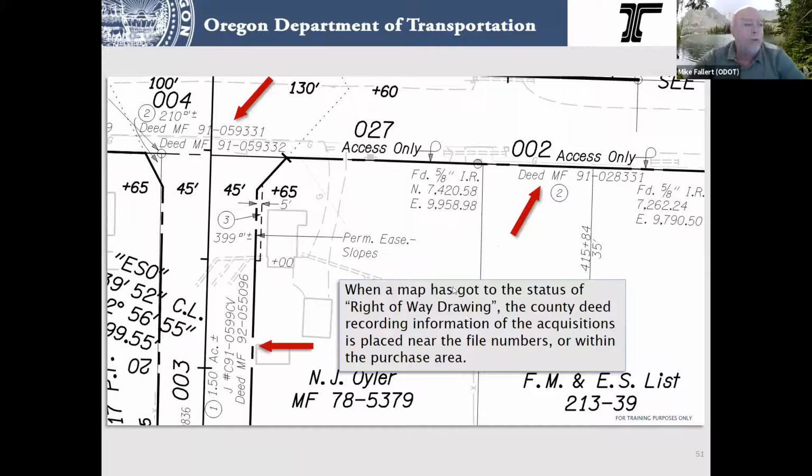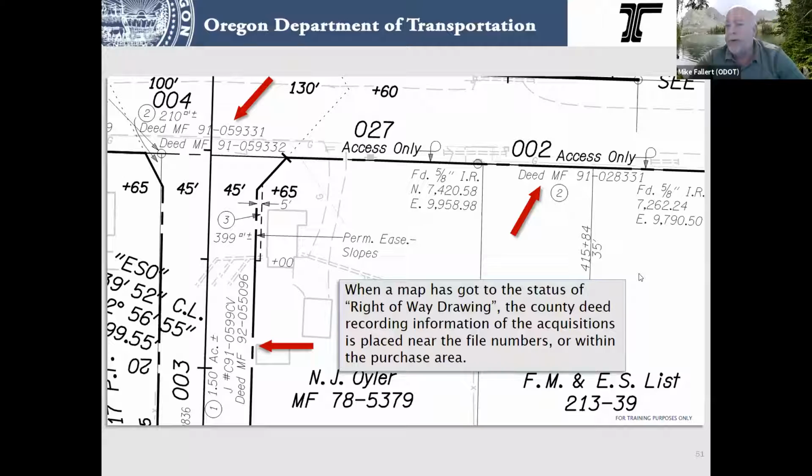Most all of our maps, including our old ones, there are some that don't, you'll see them being deed recorded afterwards, and they'll put the acquisition deeds that were acquired on them. So when you're looking back at maps and you say, well, ODOT, can we get that map or that deed from you? We usually will say, well, can you go to the title company, please? It's deed recorded, and ask them for those copies of the deed.